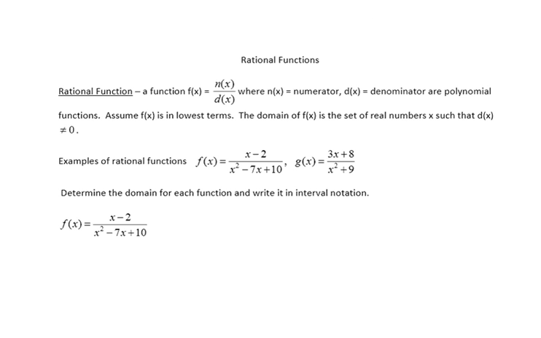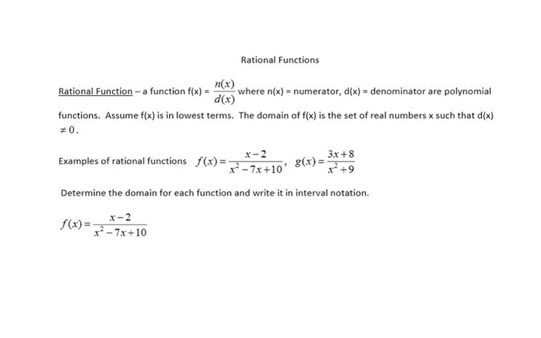In this video, we're going to talk about rational functions. So a rational function is the division of two polynomial functions, and we're assuming this rational function is in lowest terms. Okay? The domain of this rational function is the set of real numbers such that the denominator does not equal 0. So I've written two examples of rational functions.